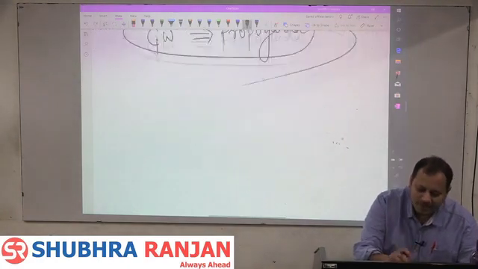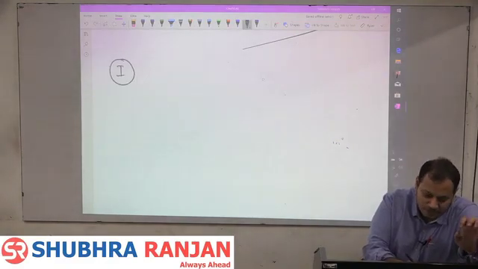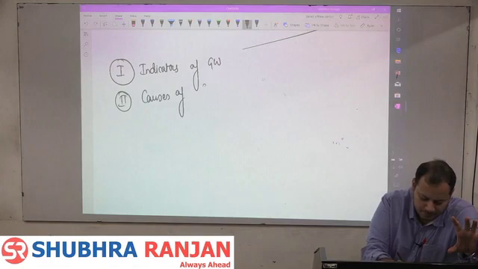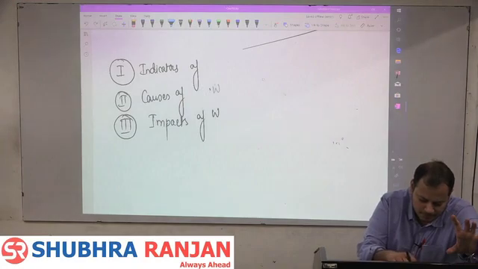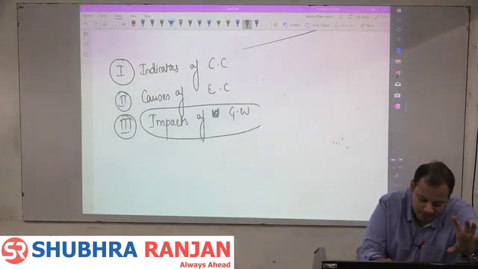So these are the areas we are going to look at. First, we are going to study this topic in 2. That is indicators of global warming, and then theories or causes of global warming. And third, impacts of global warming. Sorry, indicators of climate change, causes of climate change, and third is the impacts of global warming.